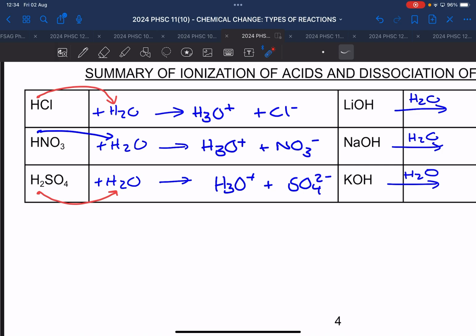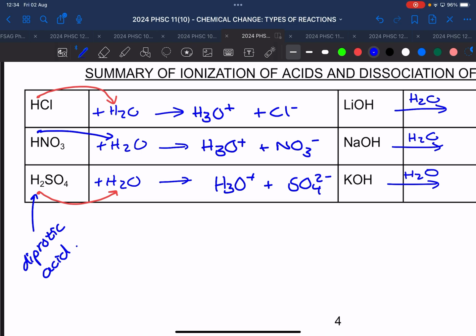So this thing there can give away 2 hydrogens. So this is called a diprotic acid. A diprotic acid. Di referring to 2. Protic, protons. Okay.